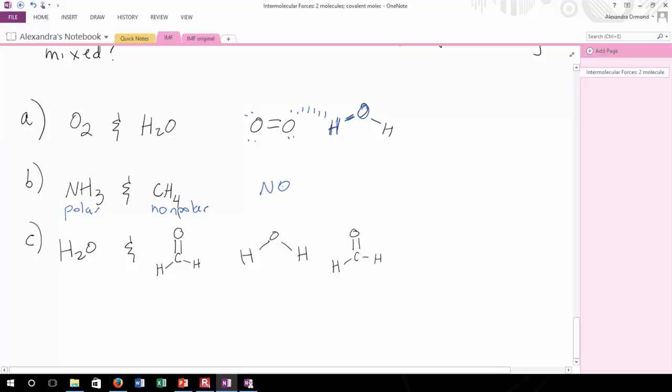The last example is water and formaldehyde. So if we look at water and formaldehyde, formaldehyde has oxygen. Water has the hydrogen, again, covalently bound to oxygen. So the oxygen from formaldehyde and the hydrogen can hydrogen bond. So hydrogen bond here.